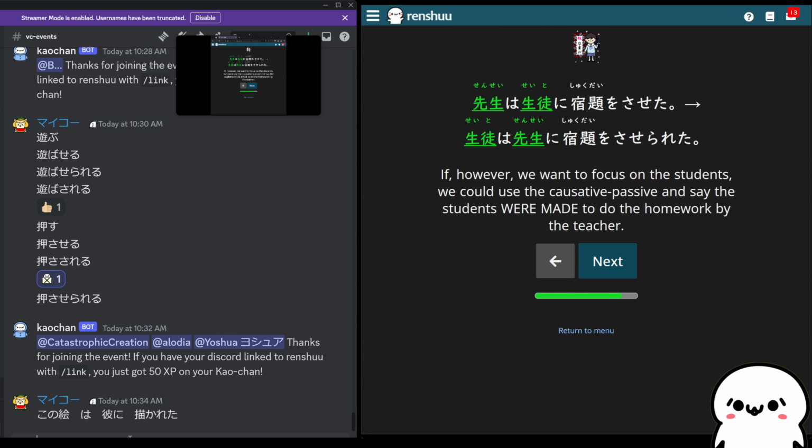The painting is the focus of the sentence, so it comes first. And we're using that ni particle to mention who did it. But that's not the important part. The important part is the painting. Same thing is happening here. The important thing comes first. Always. So that's the poor students. Seito wa sensei ni shukudai o saserareta. The students were made to do the homework by the teacher.